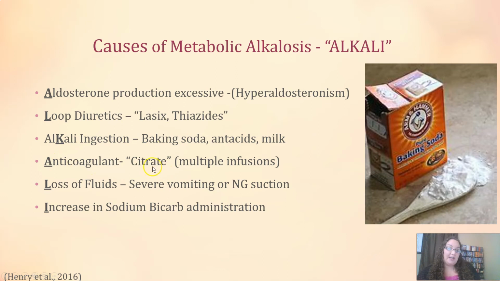Anticoagulant. So citrate is used in blood transfusions as a preservative. And if someone gets multiple infusions, like 8 or more, as this is broken down, citrate's broken down into bicarb, too much bicarb in the body. Loss of fluids, so severe vomiting or NG suctioning. So in the stomach, the contents are acidic. So if we're losing the acids in the stomach through NG suction or vomiting, we become alkalosis. And an increase in sodium bicarb. So guess what? We tried to treat them for acidosis, and we threw them into alkalosis.